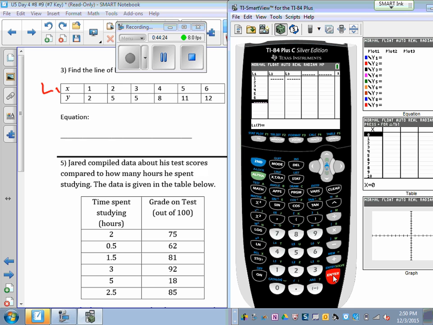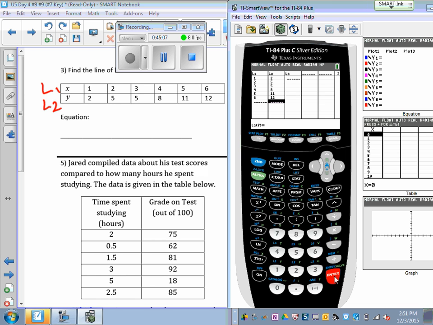Now we do the same thing with our Y's, but Y's go in list 2. In list 2: 2, enter. 5, enter. Make sure you hit 5 again. We have duplicates here, so make sure each one is entered. 5, enter. 8, enter. 11, enter. 12, enter. L3 is if you had another variable, but you won't ever have to use that in here.